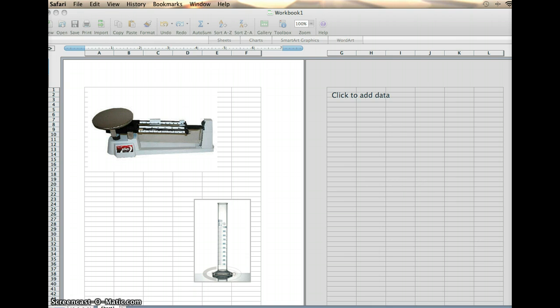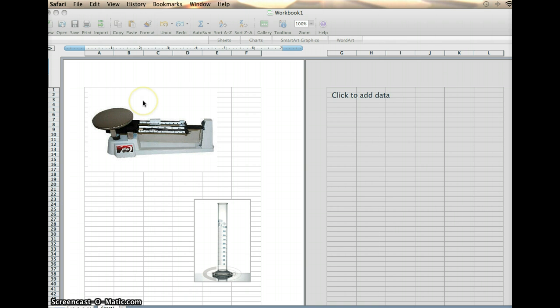Now, before we start getting into this whole experiment, let's review the properties of matter: mass, volume, and density. Mass is the amount of material in an object, and people also refer to it as weight. It can be found using a triple beam balance. Here we have the nice triple beam balance, and usually solids are measured in grams.